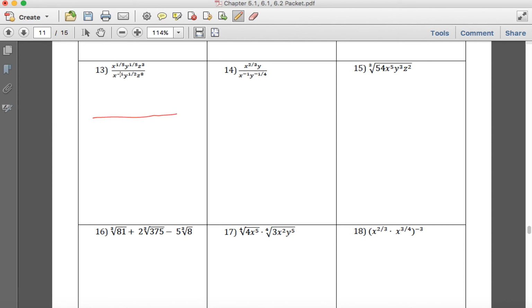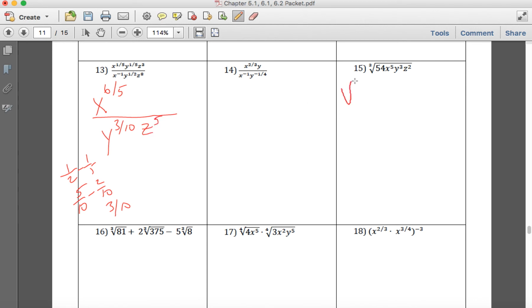x to the 1/5, x to the -1, that's going to go on to the top. We're going to have to add fractions. It's x to the 6/5. I got 1/5 and 1/2 to the x, so it's going to be 1/2 minus 1/5, which is 5/10 minus 2/10, which is 3/10. So this becomes y to the 3/10. Z cubed divided by z to the 8th would be z to the 5th.